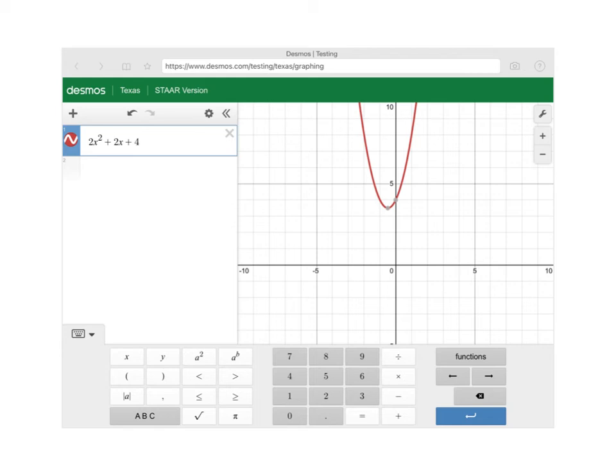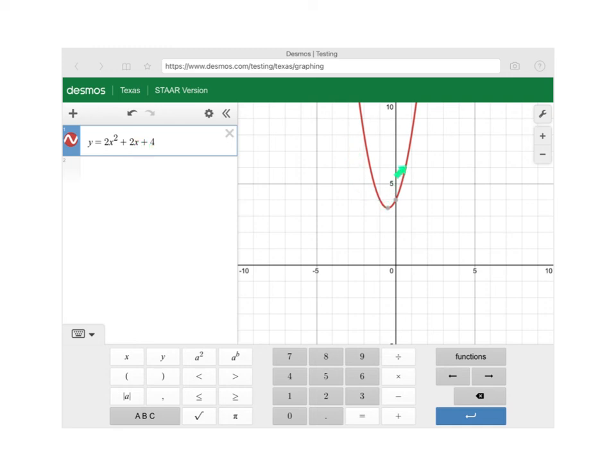I'm going to go back in and enter this as y equals. We might want to get used to entering that as y equals. But it's the same thing. You can see that now, instead of being a negative 2, it is positive 2, and that means it's going to open up. You can also see that this does have a y-intercept at plus 4. Same thing, plus 4.